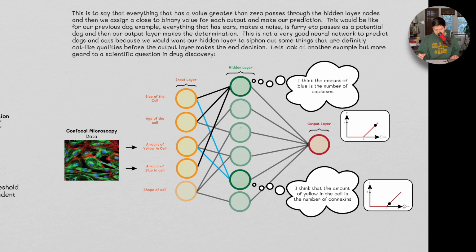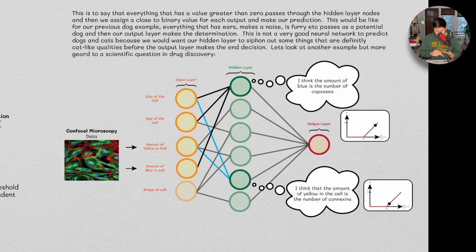Okay, so we have our input layer. Suppose each input layer then, I don't know why this is opaque, but suppose each input layer then contributes, say this one's going to contribute to looking at the size of some cell.